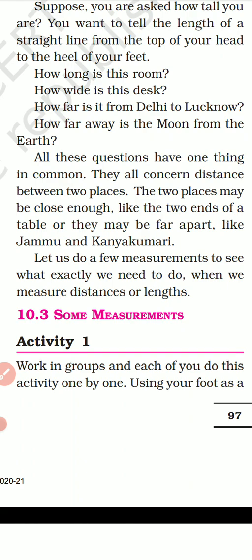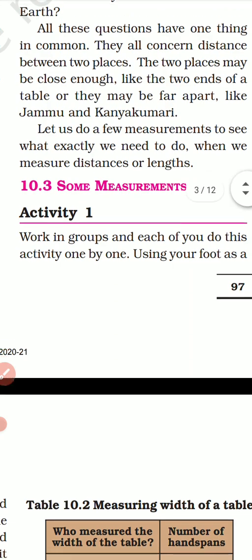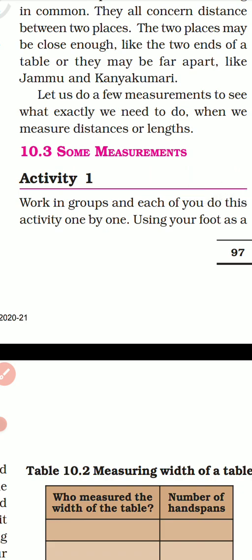The two places may be close enough, like the two ends of the table, or they may be far apart, like Jammu and Kanyakumari. Now let us do a few measurements to see what exactly we need to do when we measure distances or lengths. So how is distance measured? Distance is measured after knowing how far apart they are from each other. Okay, so this is the activity, children.